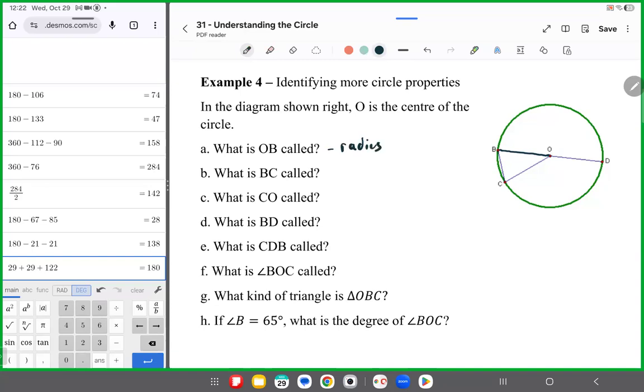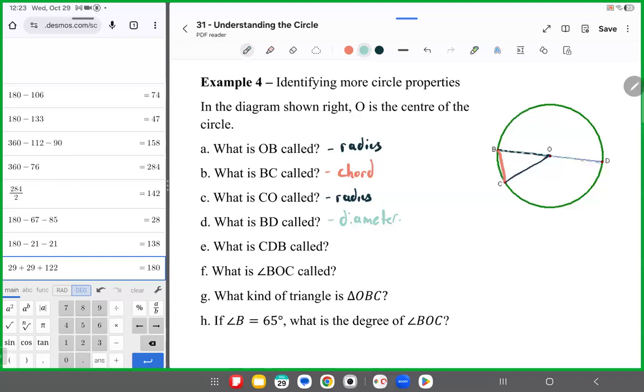What about BC? Well, B to C, we're connecting 2 points on the outside of the circle with a line segment, so we will call that a chord. What about CO? Well, that looks like another radius. What about B to D? So B to D is a chord, but it goes through the center of the circle. And so that's what we call a diameter.